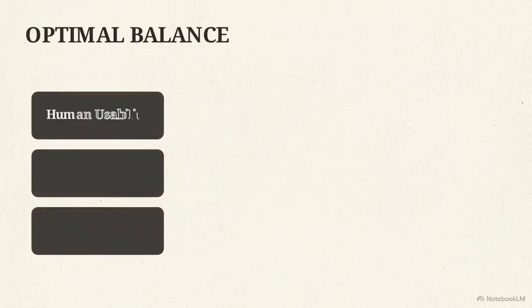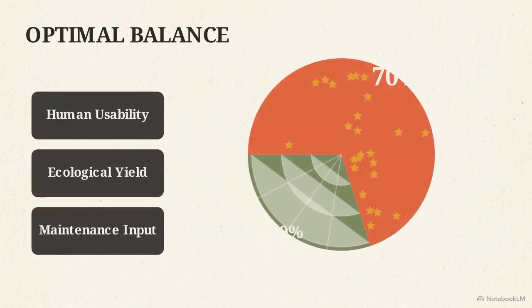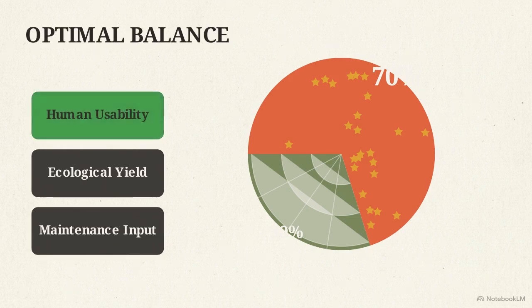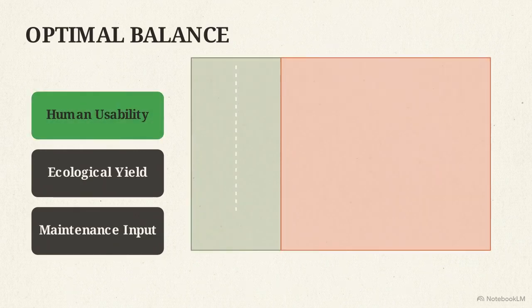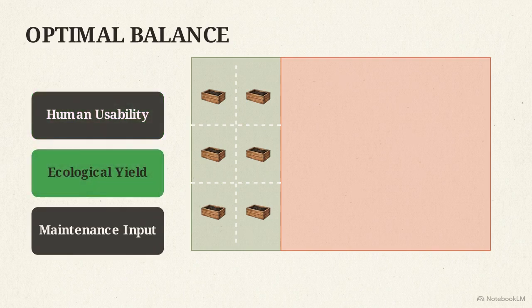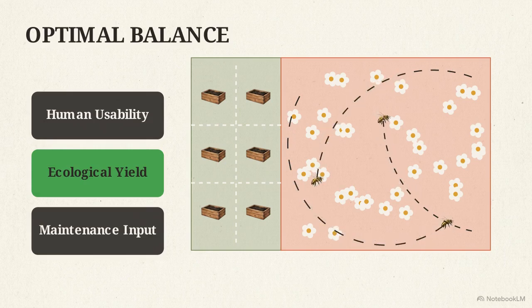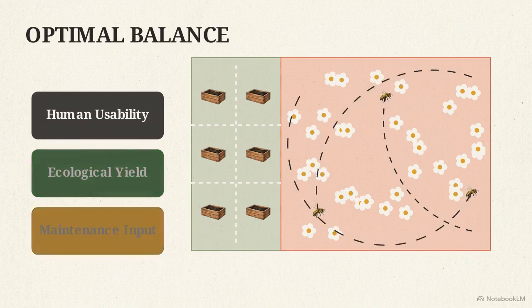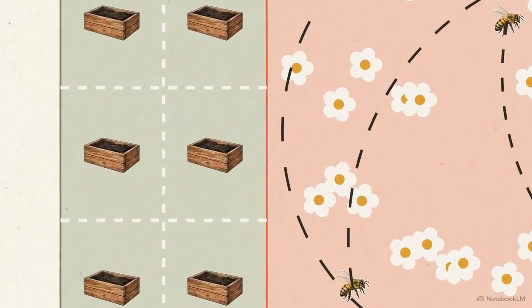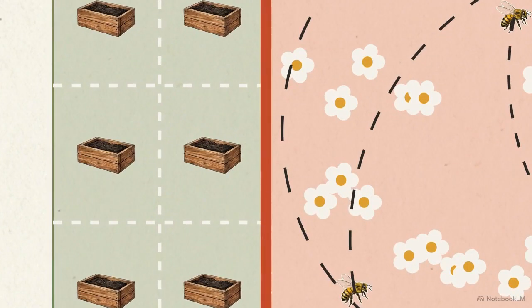The data points directly to a zoned hybrid model, specifically relying on a 70-30 spatial split. You dedicate exactly 30% of your yard strictly to human utility. This is a neat, structured zone built around raised vegetable beds and clear, safe pathways. The remaining 70% is designated as a wild area. Seeded with native clovers and wildflowers, this larger footprint handles the heavy ecological lifting for local insects.